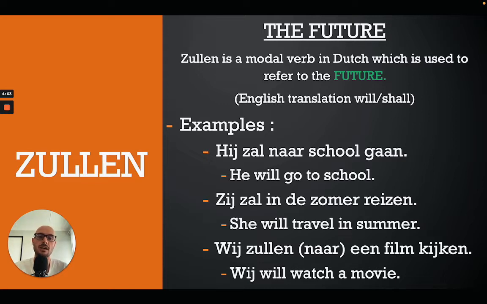Hij zal naar school gaan. He will go to school. Zij zal in de zomer reizen. She will travel in summer. Wij zullen een film kijken. We will watch a movie. Now this is a modal verb which refers to the future.